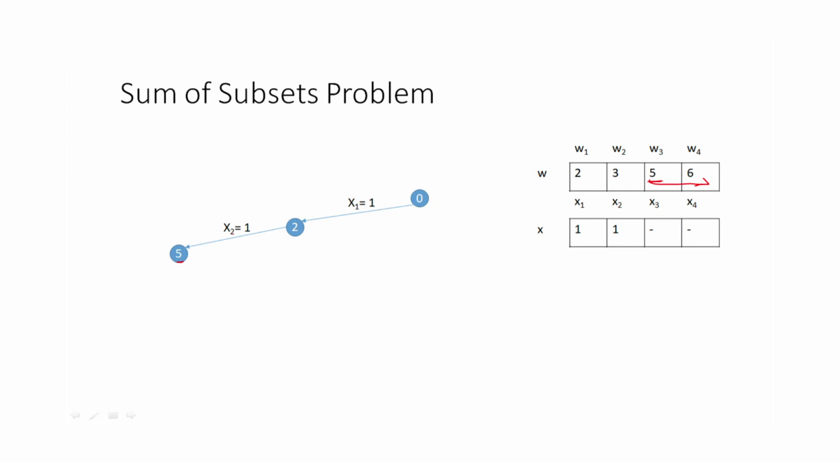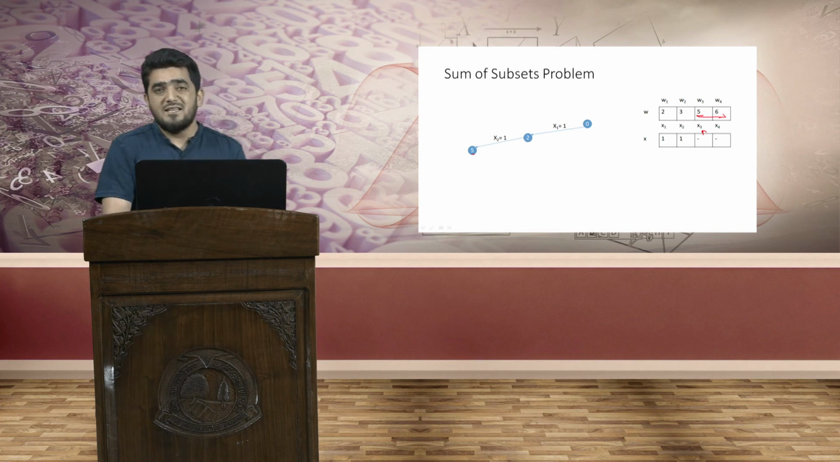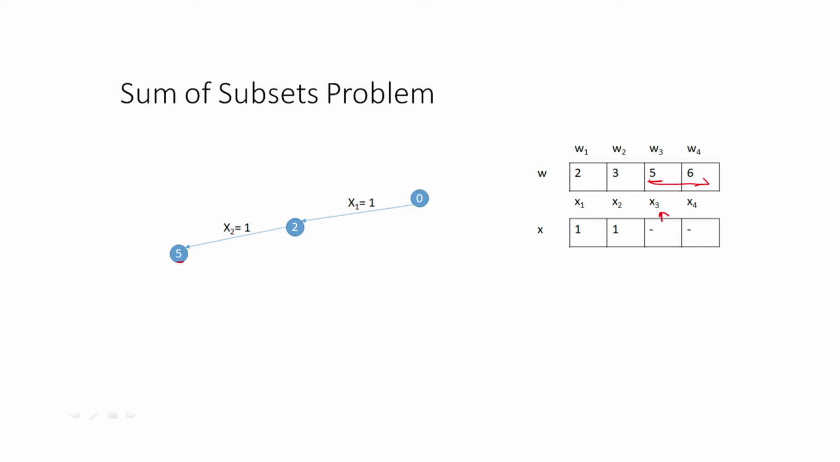So if we are not considering this weight w3, then 5 plus 6 should be less than or equal to m, but it is greater than m, because 5 plus 6 is 11, but m is equal to 9. So obviously we cannot generate either the left or the right children of this node, so we'll simply bound it.